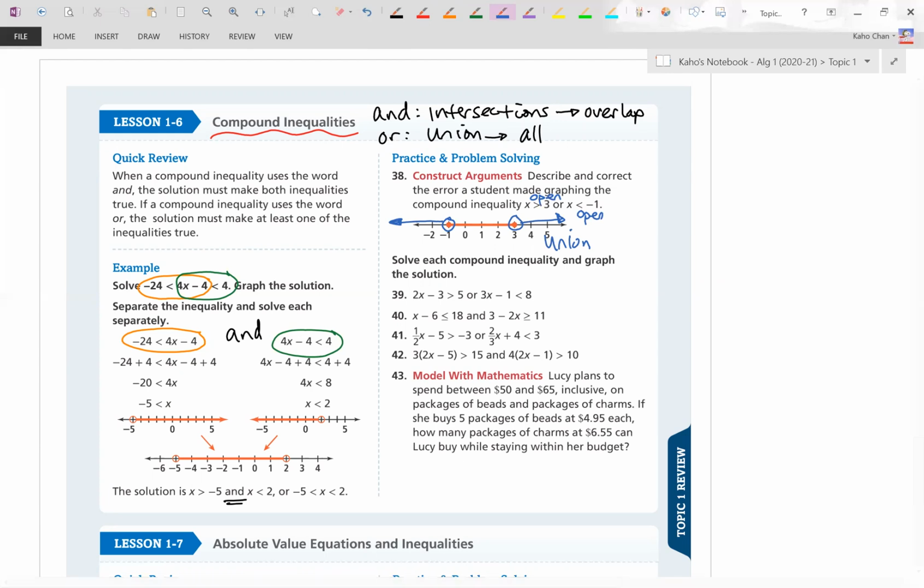They literally gave us, you know what, we might as well put that down. They literally gave us -1 is less than or equal to x is less than or equal to 3. That's a compound inequality, and that's an and situation or an intersection. That's what they have given us.